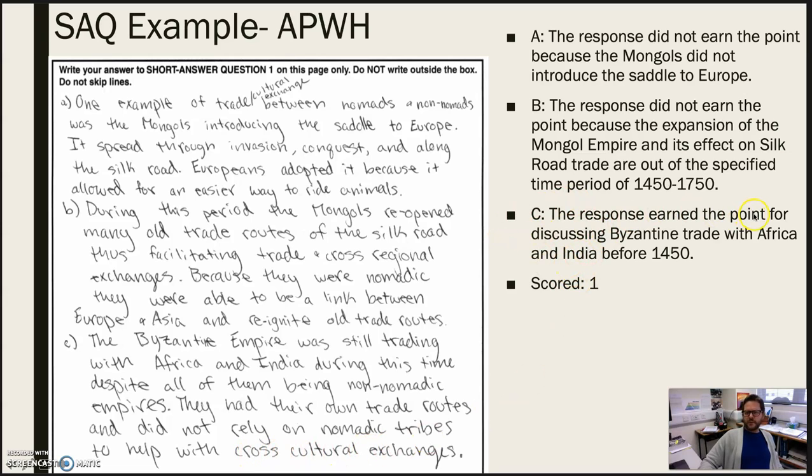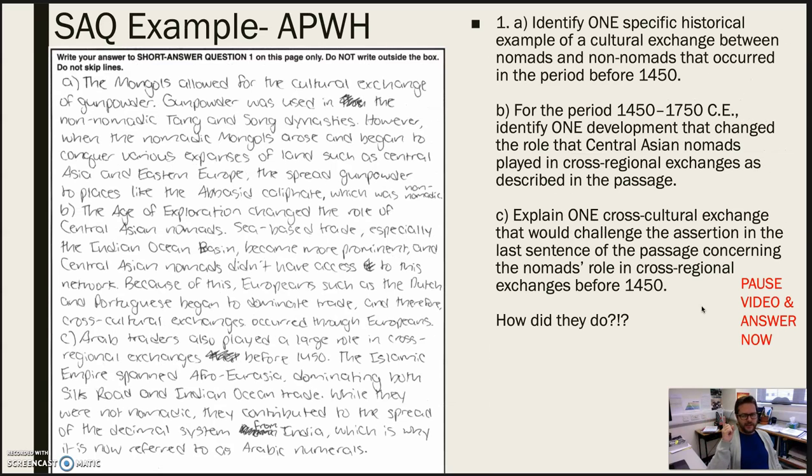The response earned the point for discussing Byzantine trade with Africa and India before 1450. All right, so I'm gonna give you guys now another example. Here's another person's answer, and I want you to figure out what score they got, all right? Remember, it's out of 3, either they got it right or they got it wrong. All right, so in a second, I want you to pause it, read through the answers, and then write down or put into the Edpuzzle how many points you think they got. All right, pause it now.